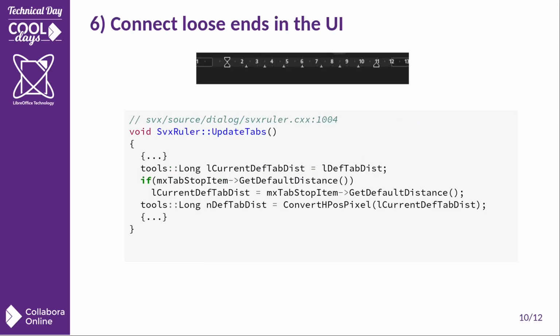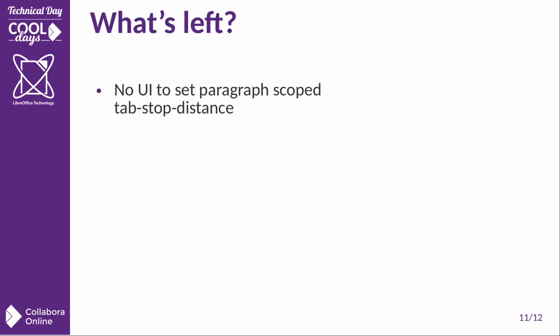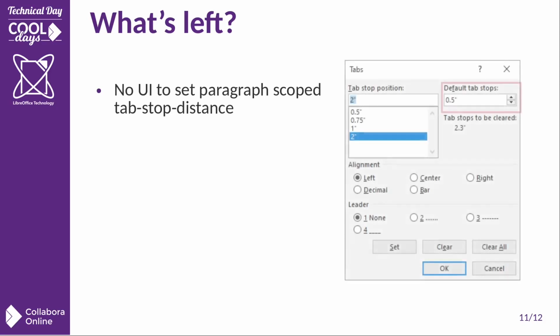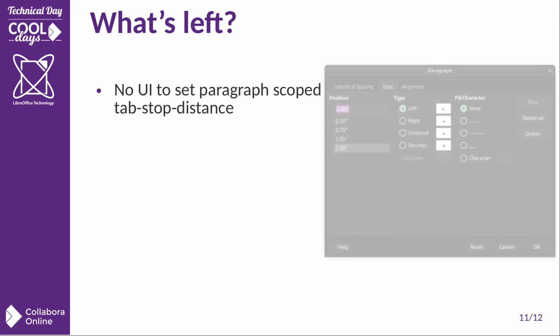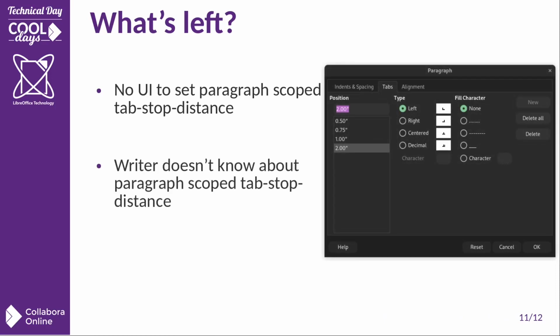To finish up, we connect it to the horizontal ruler in the UI so that it would display the new tab stop distance correctly. And that about sums it all up. Now it is possible to define paragraph scoped automatic tab stop distance in Impress. Before finishing off, let me give you an overview of what else could be done or improved in the area. Right now, there is no UI in place to define these paragraph scope tab stop distances yet. Also, as I mentioned before, the scope of this work was Impress and Draw. Therefore, in Writer, it is not possible to define these right now.